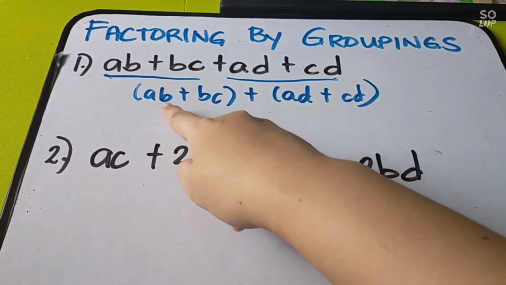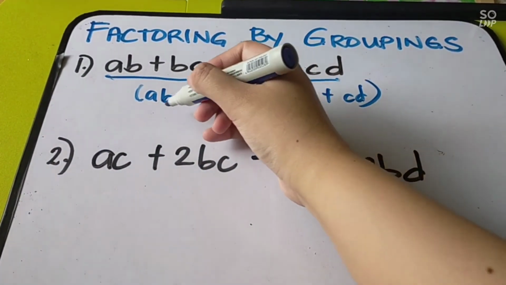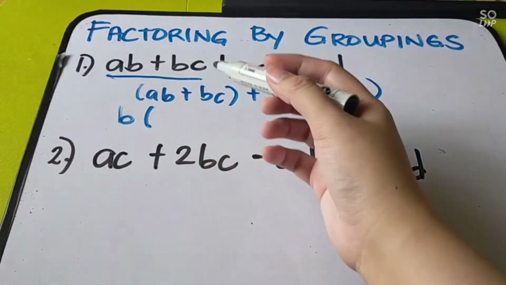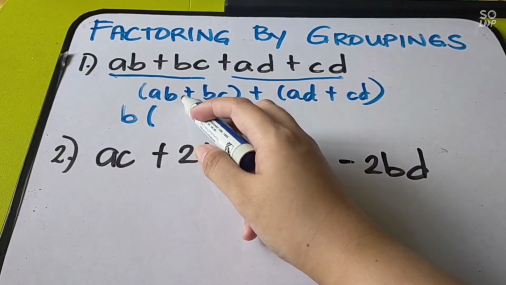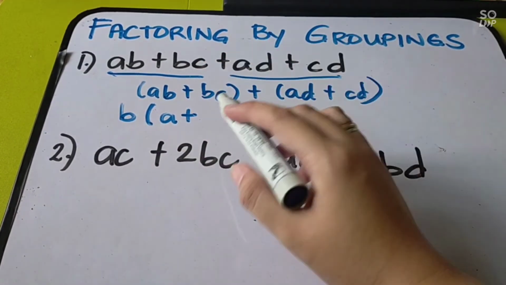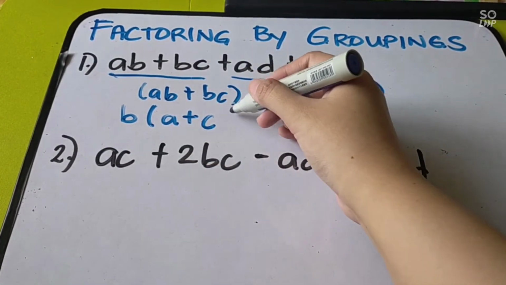So, what is common between AB plus BC? Ang common sa kanya ay B. So, yung B, labas mo. So, open parenthesis. Then, i-divide mo. Common monomial. AB divided by B, matitira na lang ay si A. Plus, BC divided by B, ang matitira ay si C.